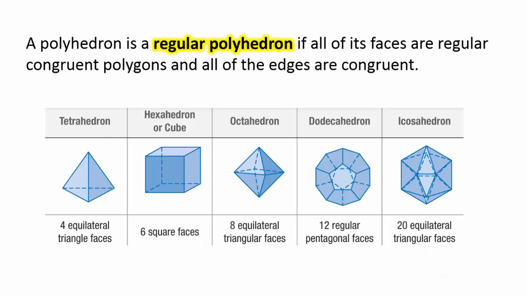Now, a polyhedron is a regular polyhedron if all of its faces are regular congruent polygons and all the edges are congruent. There's 5 of them listed here. There are actually only 5 of them. They have a specific name. They're called platonic solids, named after Plato. Okay, and the only 2 that you're probably going to be familiar with are going to be the tetrahedron and the hexahedron. You know the hexahedron better as a cube, and then a tetrahedron is just like the one figure we just looked at with 4 triangle bases, but they're all going to be equilateral faces.